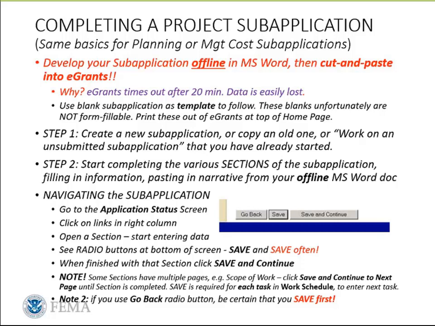So I've got a couple of notations here. Some sections have multiple pages to the section, for example, scope of work. So down at the bottom of pages 1 and 2 of the scope of work screen will also have save and continue to next page. That keeps you within the scope of work, whereas save and continue would put you into the work schedule, which is the next section.